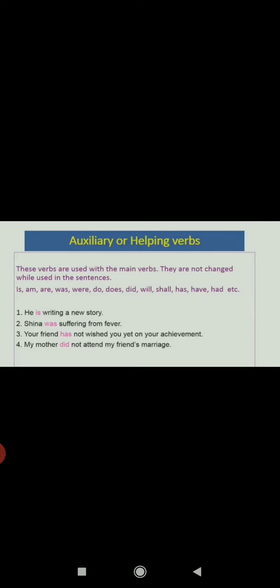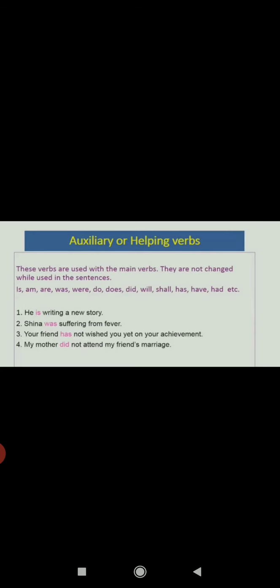He is writing a new story. Shaina was suffering from fever. Your friend has not watched you yet on your achievement. My mother did not attend my friend's marriage. Students, here is, was, has, did, all these are auxiliary or helping verbs.